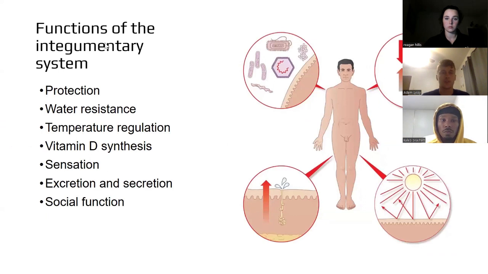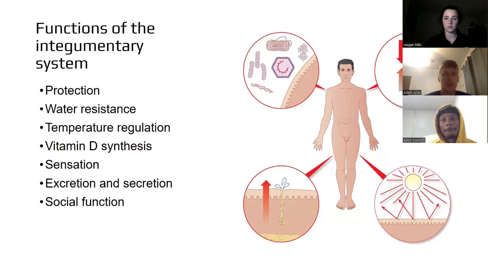And then a few of these structures have specific functions. So you're going to look at protection. This is your physical barrier, protecting you against injuries, chemicals, the sun with the UV rays, microbes, and other toxins. You also have that water resistance that comes from the stratum granulosum that prevents water from entering and from you losing water as well.